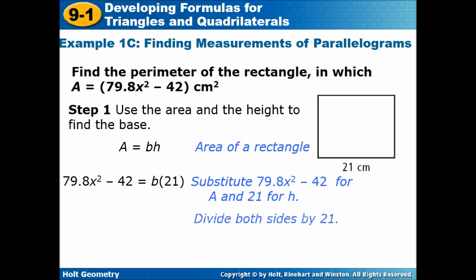So let's do that. Let's divide by 21 on both sides. Now when you do that, you'll notice 79.8 can be divided by 21 and you get 3.8, and 42 divided by 21 is 2, and this is negative 42, so it's negative 2, and b divided by 21 is b. So we figured out what the base is for this particular rectangle.